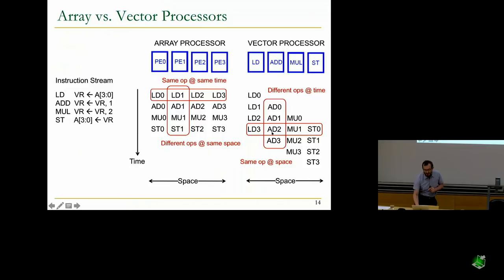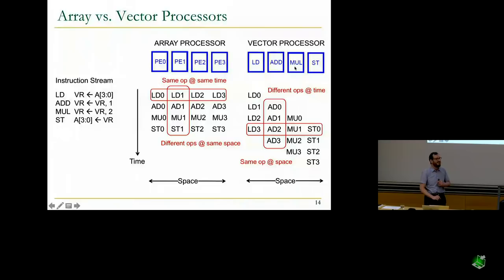Make sense? But of course, there's a trade-off. In the array processor, you're done earlier, assuming what I've assumed. In the vector processor, you're done a little bit later, as you can see. But there are trade-offs, clearly. Vector processor is probably cheaper, because you don't need to have four load units operating in parallel. Here, you can get away with a single load unit. And that's true for a single add unit, single multiply unit. So that's the time-space duality.